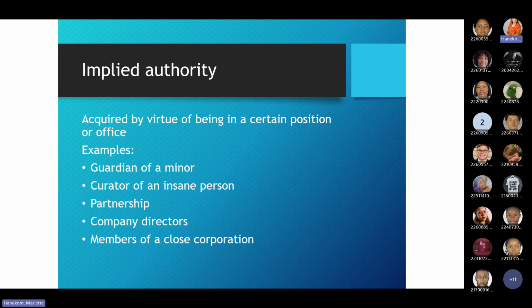Oh, sorry, there were just some WhatsApps in the background again. Express authority. Just give me a second, please.